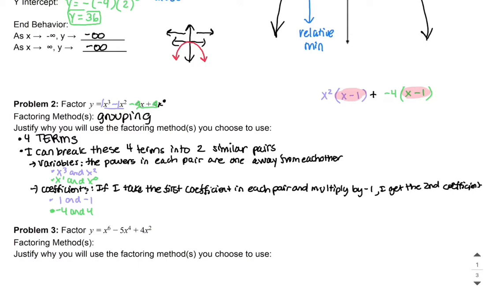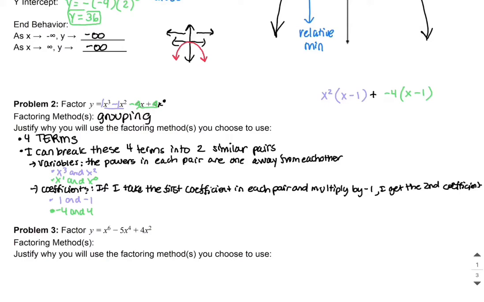That x minus 1 comes from the similarities that we talked about. Looking at the variables, the powers being 1 away from each other, that's where that x comes from in my similar factor. Looking at the coefficients, if I take the first coefficient in each pair and multiply by a -1, I get the second coefficient. That's where that -1 comes from. So those similarities told me what the factor was going to be when I took out the GCF.